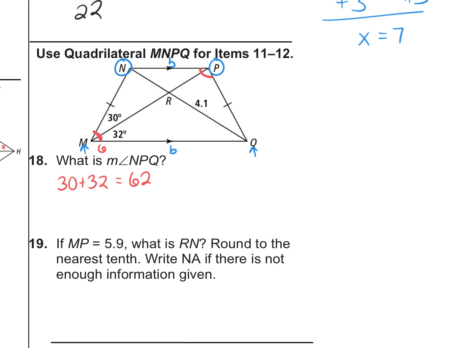So are M, the one we know, and P, are they the same? No. Is this angle the same as this angle? No. If they're not the same, how do we figure it out? 180 minus 62. Yep. 180 minus 62 is 118.